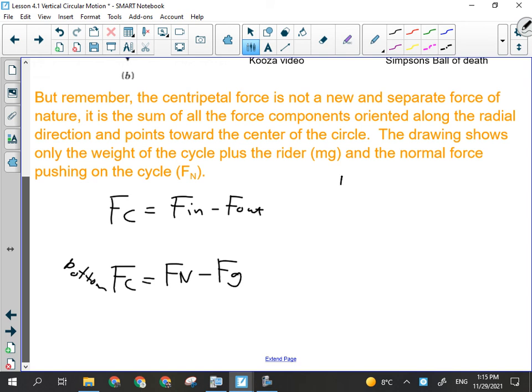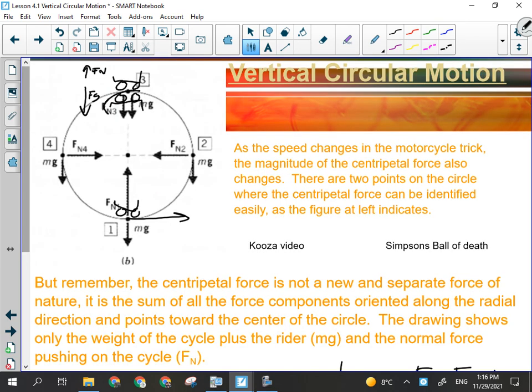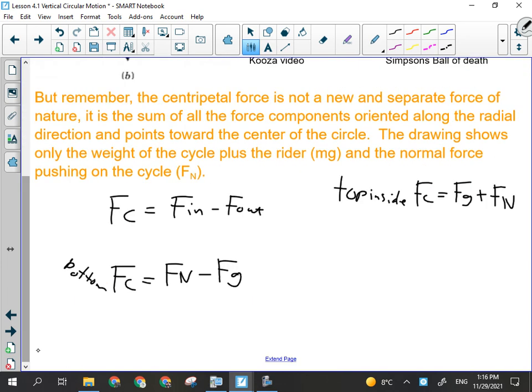If I'm on the inside at the top, Fc equals forces in, gravity plus normal force, because they both act in. So if I'm up here on the inside, gravity's pulling down, which is towards the center. Normal force is pushing down, which is towards the center, and there are no forces out. So in that case you have forces in and no forces out, so there's nothing to subtract. And then if you're on the top, on the outside, centripetal force equals forces in.